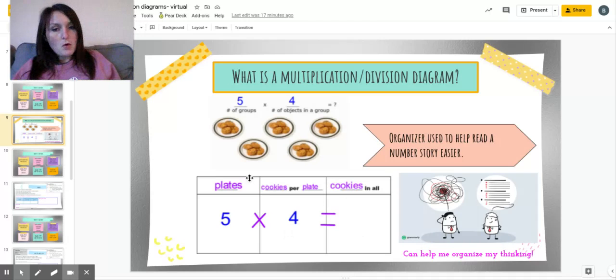So this organizer helped us with this number story to make it a little bit easier. If you were kind of jumbled, like, oh, I don't know how I would write this, hopefully this organizer helps make it make a little bit more sense, a little bit clearer. So I'm going to go ahead and show you how I would solve one of these number stories.